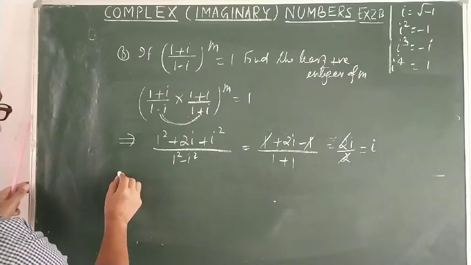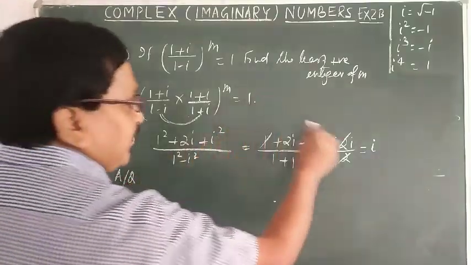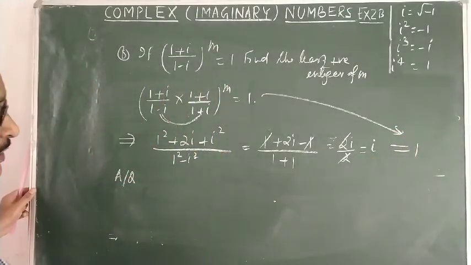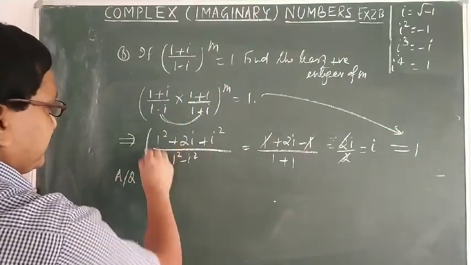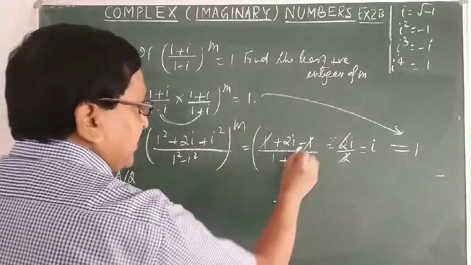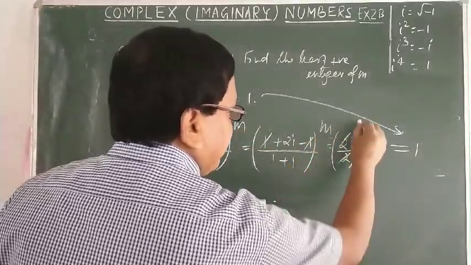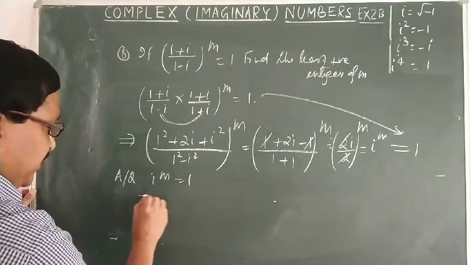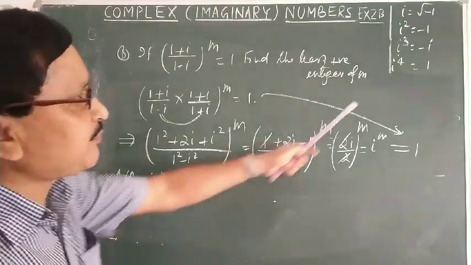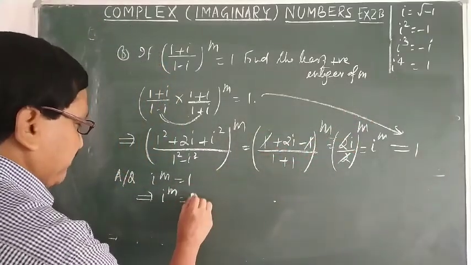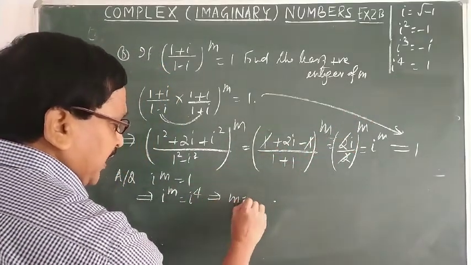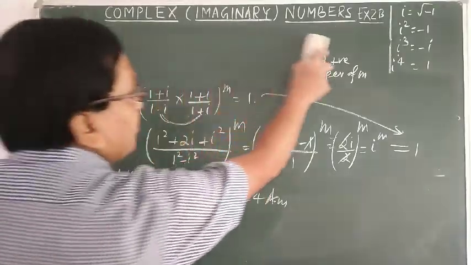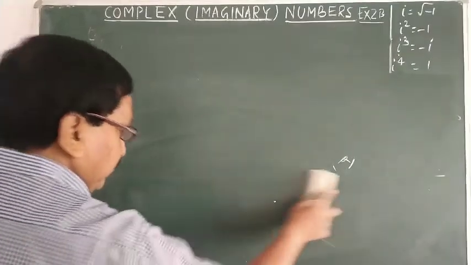Now according to the question, this is 1, already given. So i to the power m is equal to 1. But you know that 1 is equal to i to the power 4. So this is i^4 and hence m is equal to 4, answer. So this is the least value of m. Move towards another problem.